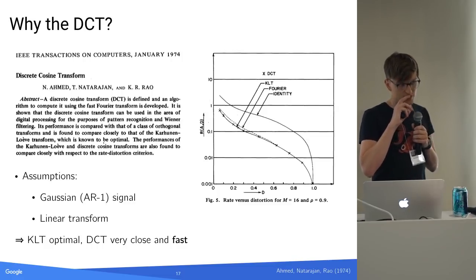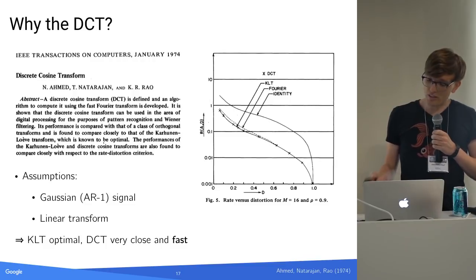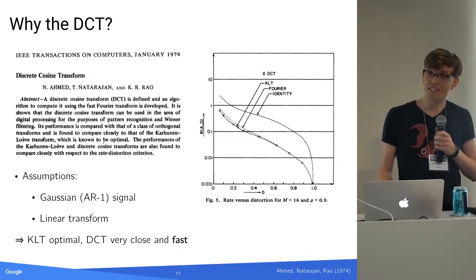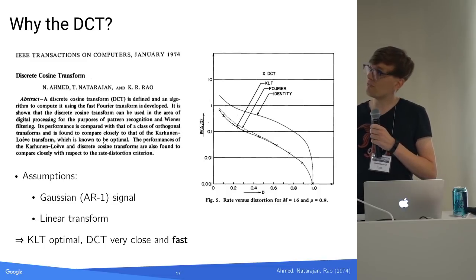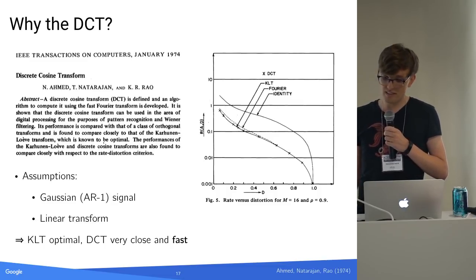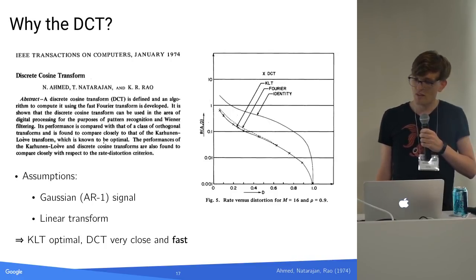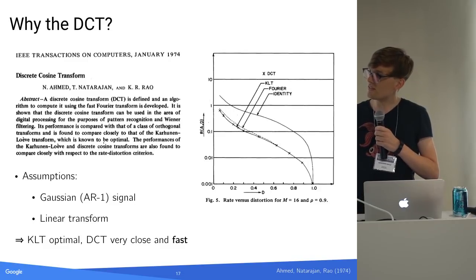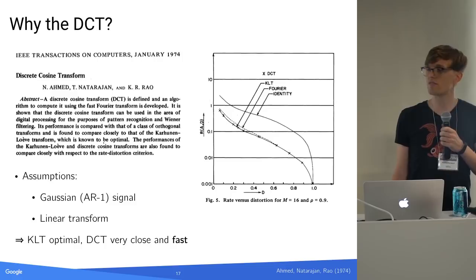So why do we use the DCT or similar transforms? Well, we can go all the way back to the paper proposing it in 1974. The authors there measured the rate distortion performance of the DCT, and they note that it's almost as good as the KLT, but we can compute it much faster. So that explains why it has been so successful and why we're still using transforms that are similar.